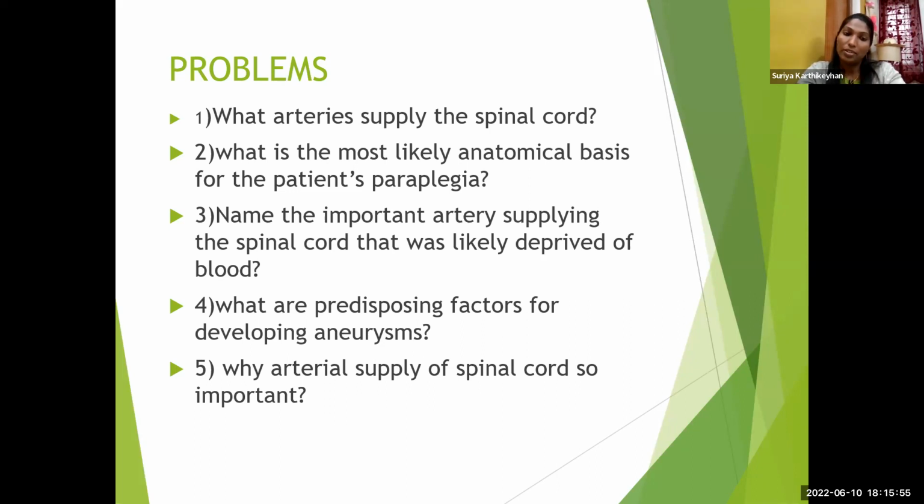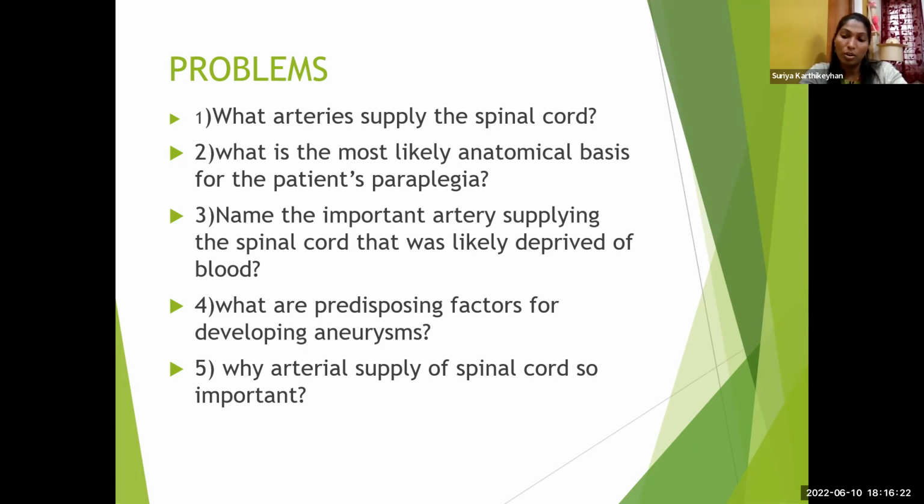Initially, during the question itself, they have given a heavy drinker and smoker. Okay, so heavy drinkers and smokers have a predisposing factor for developing aneurysms. Okay, and then why is the arterial supply of spinal cord so important? Okay, we are seeing only the external features today. We are not dealing with the internal features. The next class will be on the internal features. So the internal features will include all the tracts and all.